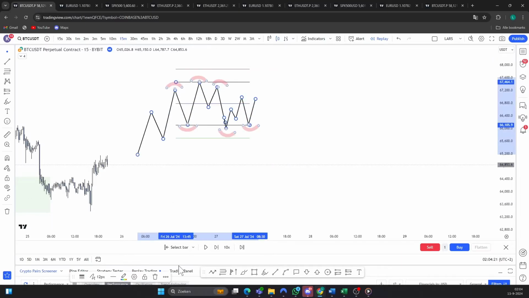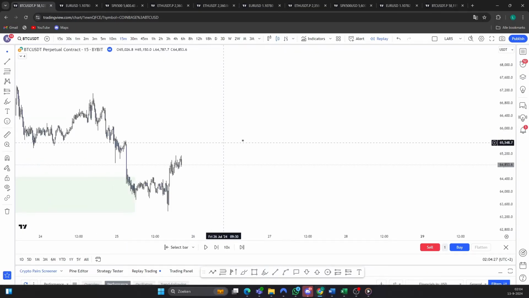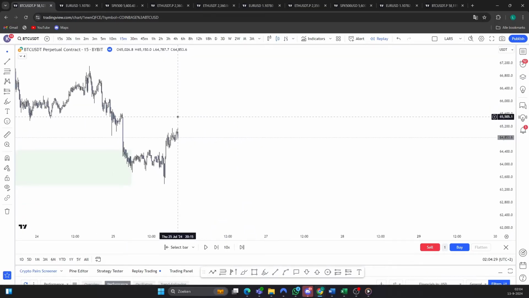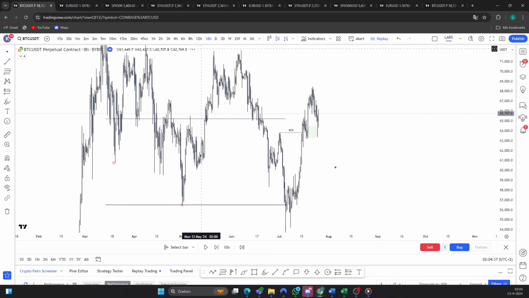Okay, so let's look at it from a live trading example. So right here we have BTC and it's the 25th of July. It's the 25th of July, and let's build some context. Okay, let's build some context.